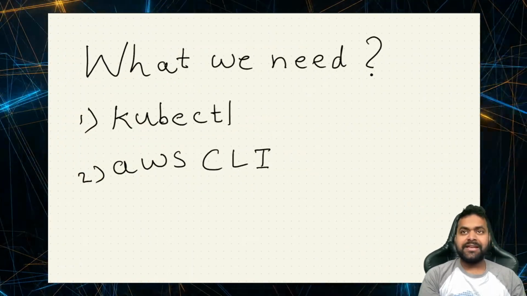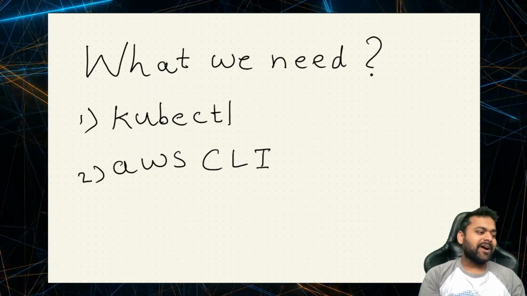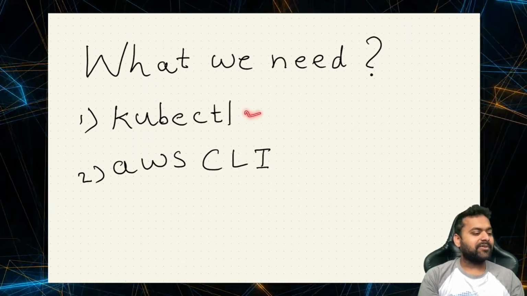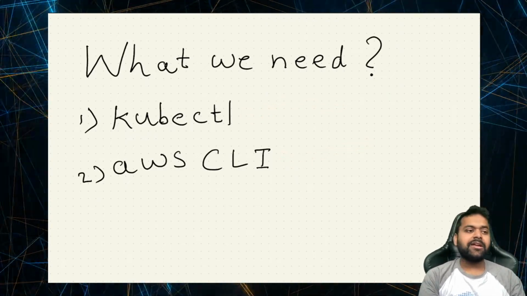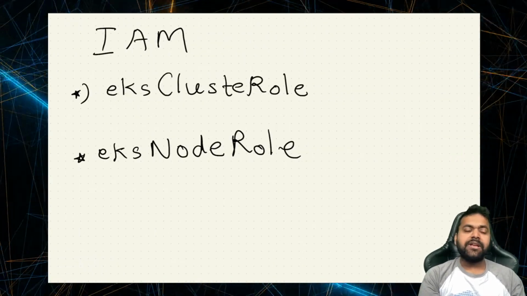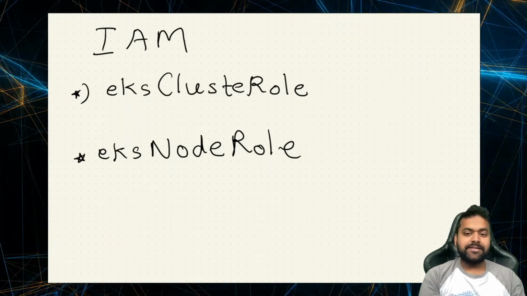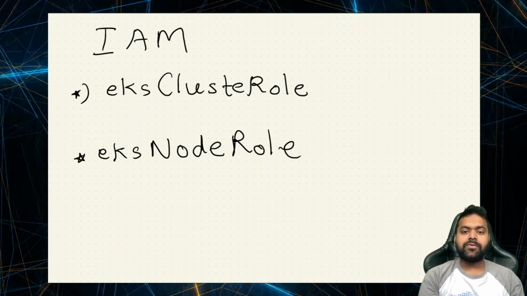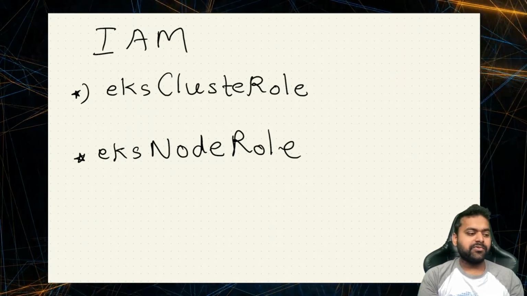Now what we need, obviously you will need AWS account, but along with that you will need kubectl on your machine and AWS CLI on the machine. Along with this we'll need two different roles, one for the cluster as in for the control plane and one for the worker node, which I already created, which I will show you as well.